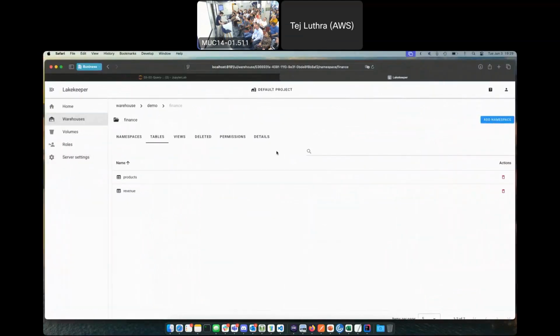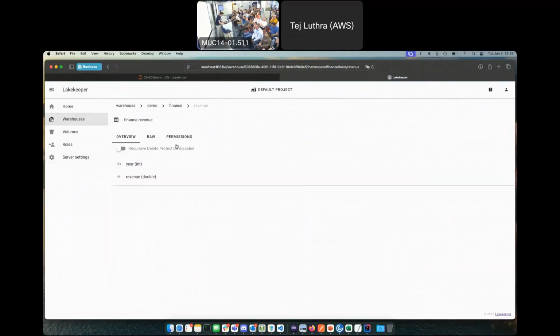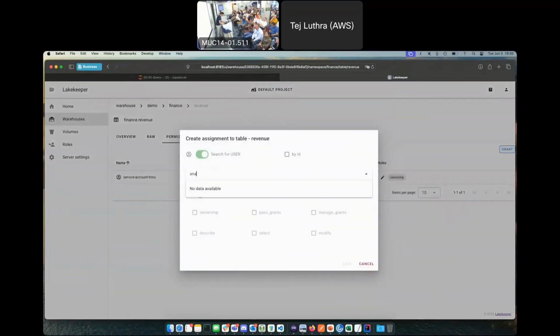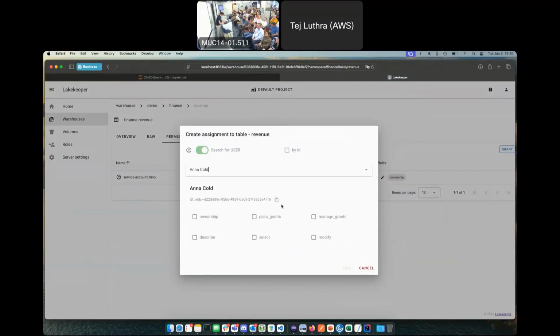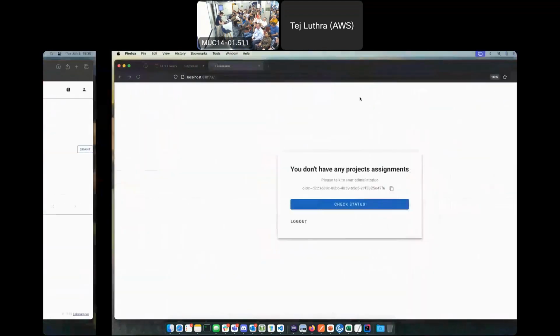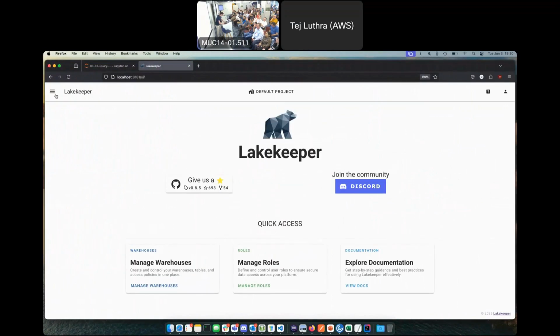So let's grant some permissions. So I'm entering the revenue table, and I'm going to grant some permissions to Anna. Let's just grant ownership here. We go back to Anna, we check the status. Now we can log in.